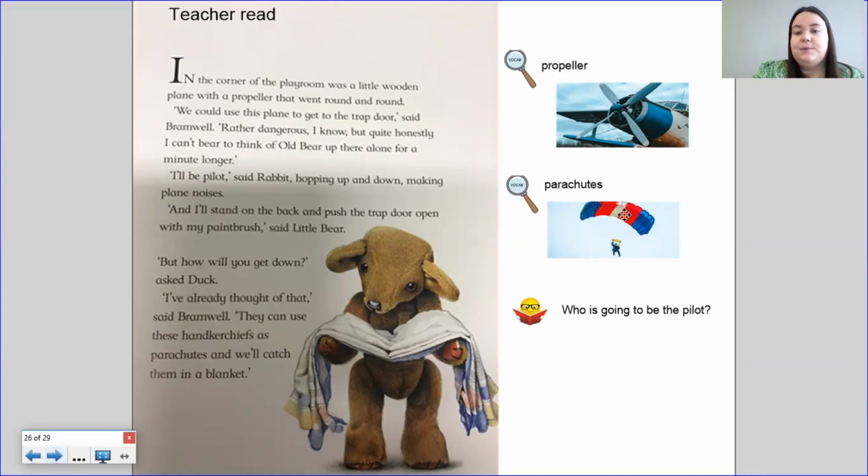So here is what a parachute might look like if someone was to jump out of a plane. And your retrieval question: who is going to be the pilot?